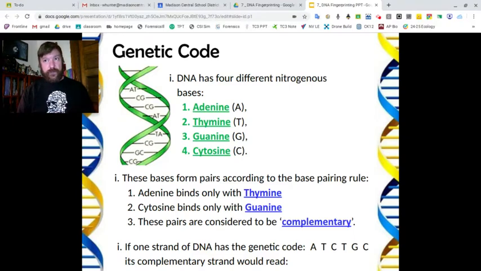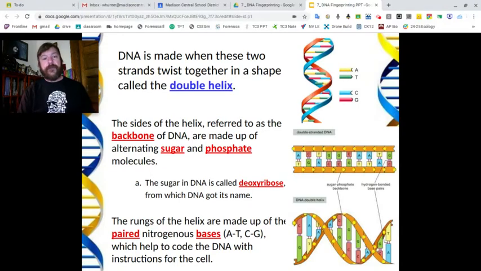They always form using rules of base pairing. Otherwise, you get bubbles in the DNA, which is bad. Adenine binds only with thymine. Cytosine binds with guanine. This is what we call complementary base pairing. So if you look at the bottom, the sequence ATCTGC, the complementary strand to that is going to be TAGACG. Because again, if you have an A on one strand, you have to have a T across from it on the other strand.